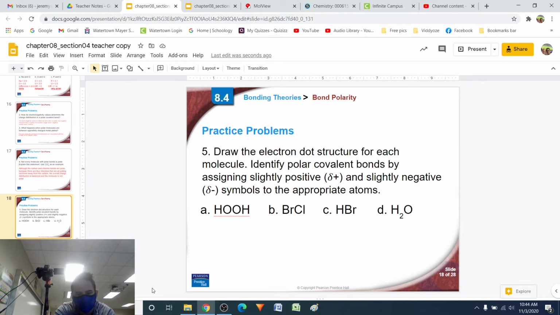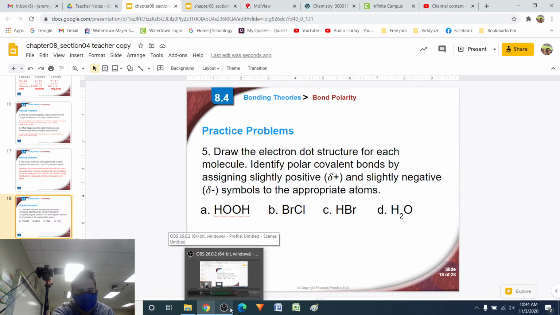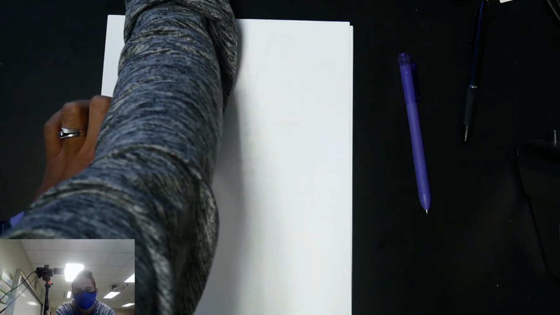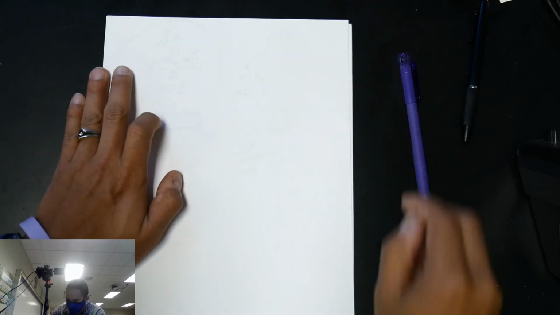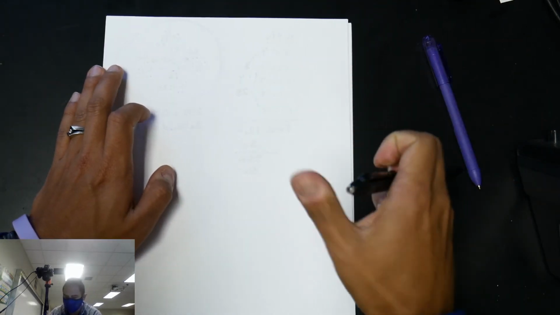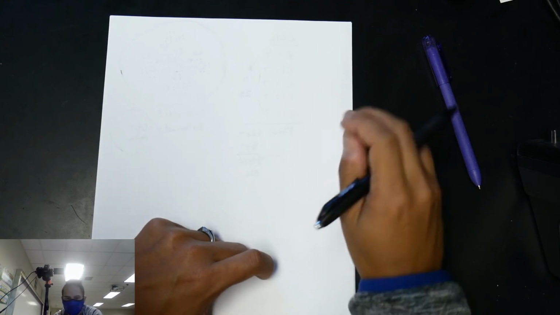I'm going to draw these out faster than I usually would, so I'm not going to go through the whole process of counting electrons. I'm just going to draw these out for the sake of time. If you're still struggling with drawing molecules by this point, I would recommend rewatching the videos on how to do that or looking at some other practice.